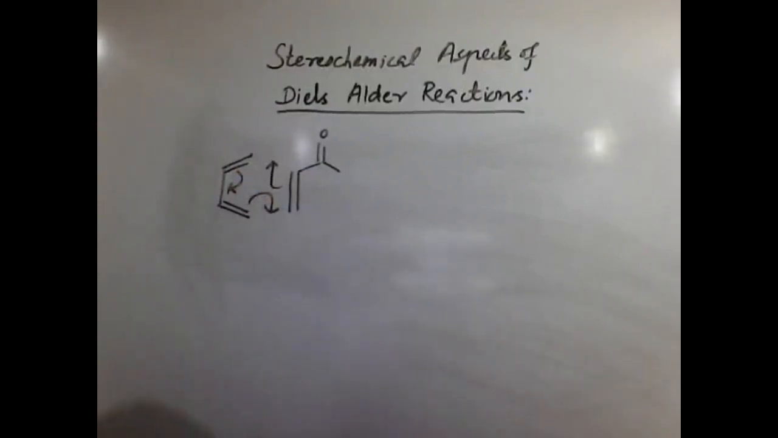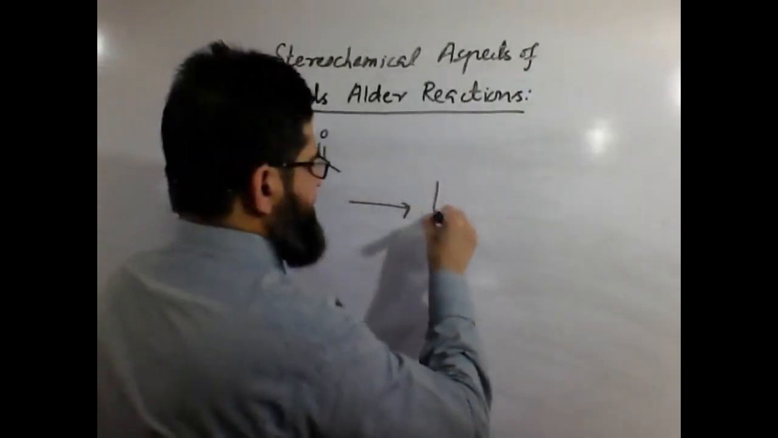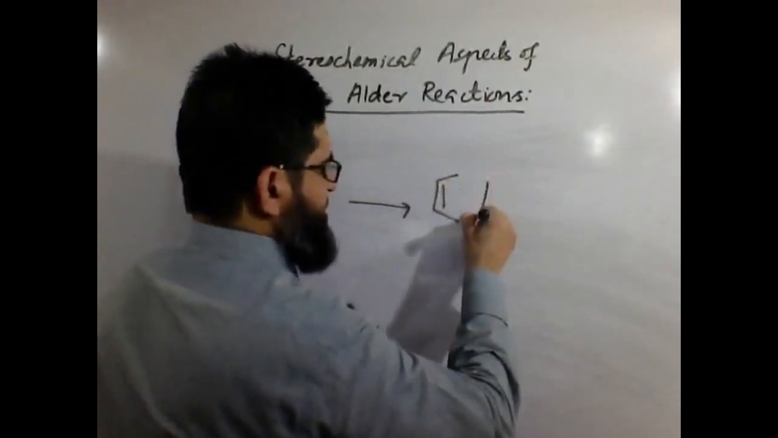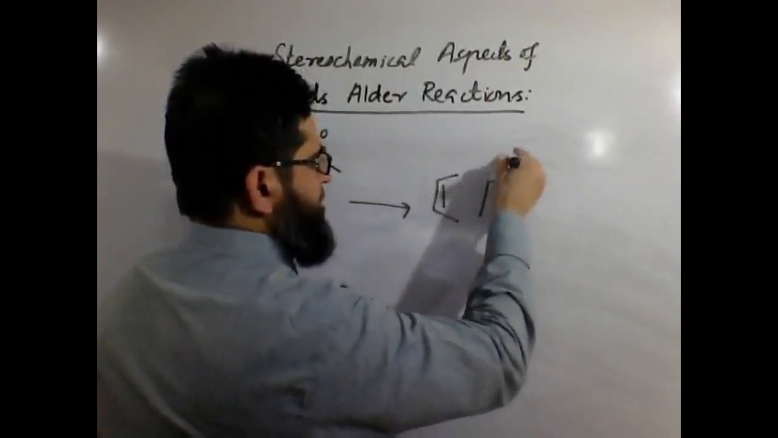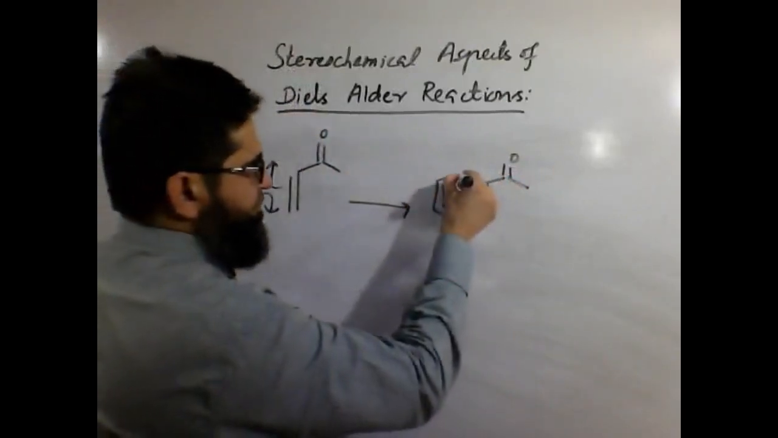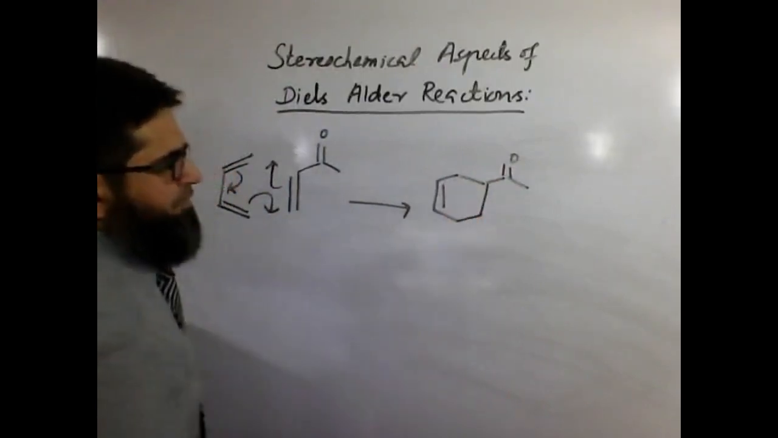Okay? Then what does it give us? It gives up something like that. So this double bond moves over here, so it goes like this. This bond moves over here, so it closes over here. So this will be the product.